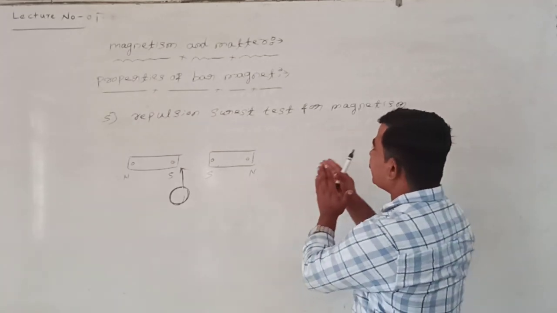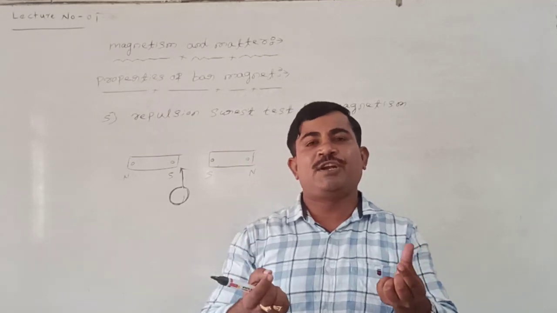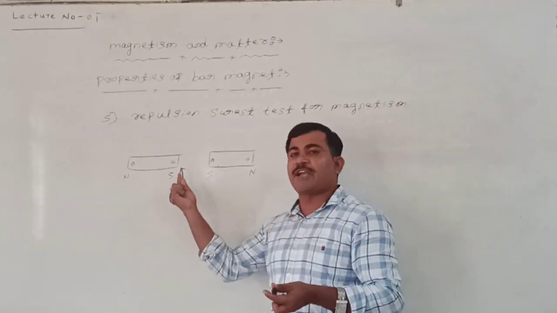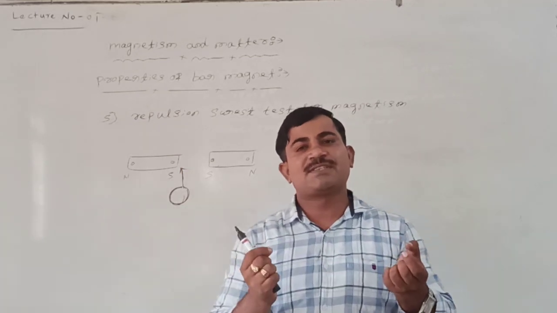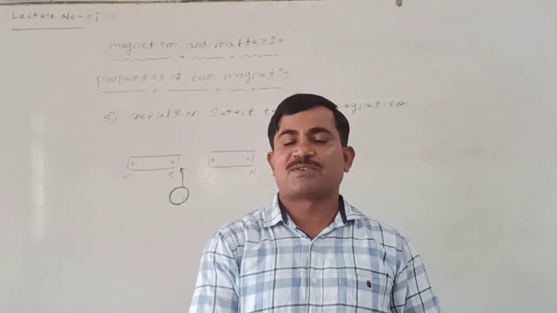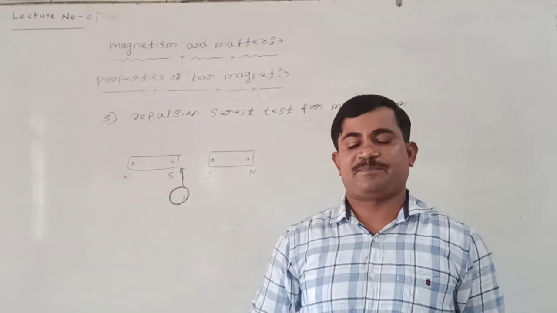Repulsion is the surest test for magnetism, because only during repulsion and during attraction can we identify which is the magnet and which is the magnetic material. That you can easily identify. So repulsion is the best method for magnetism.